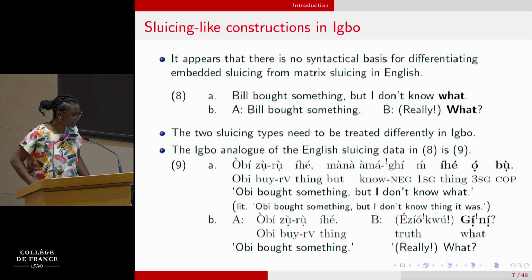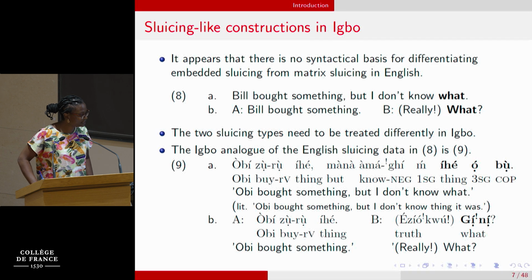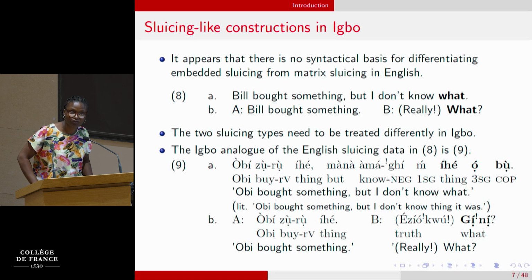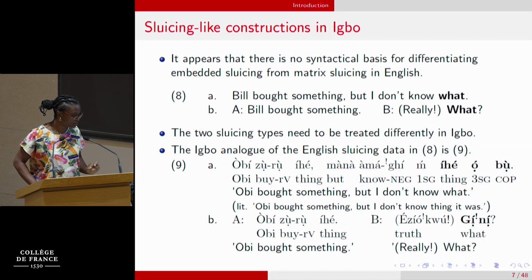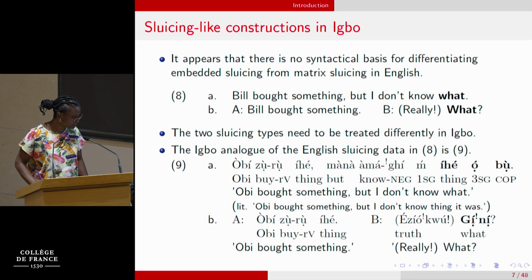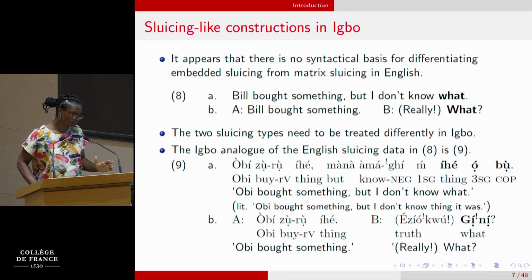So the two types of sluicing are exemplified in 9A and B. 9A is showing embedded sluicing, where we have Obi bought something, but I don't know what it was. And in the case of matrix sluicing, Obi bought something, you can just have the WH phrase, what.